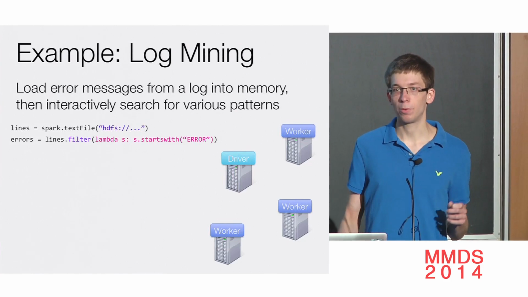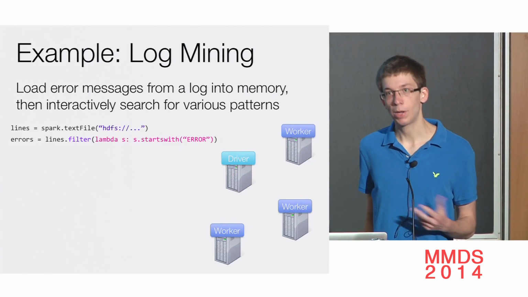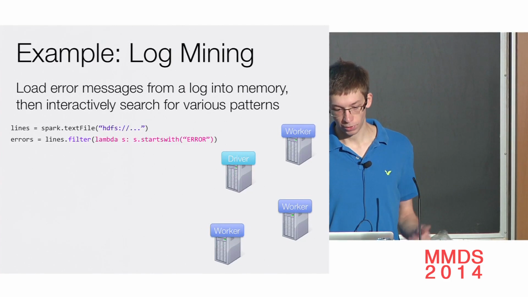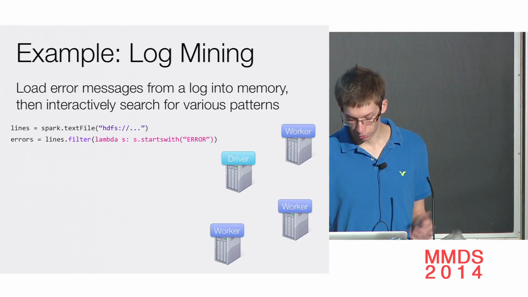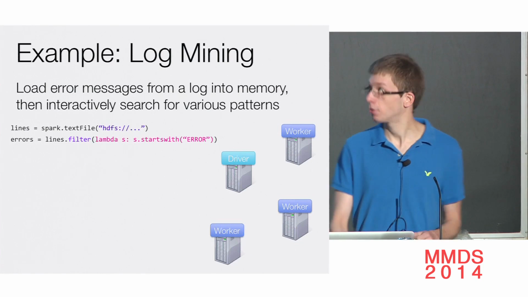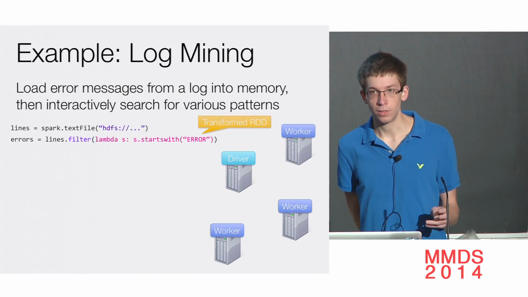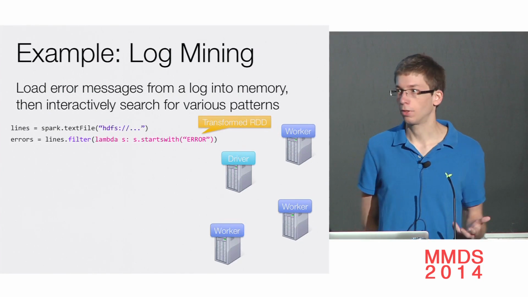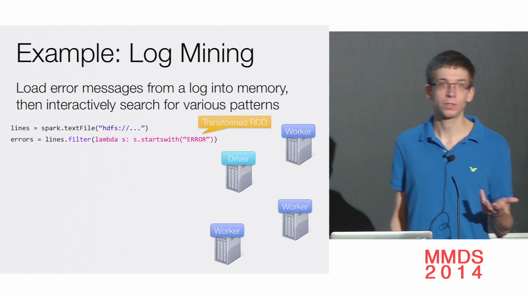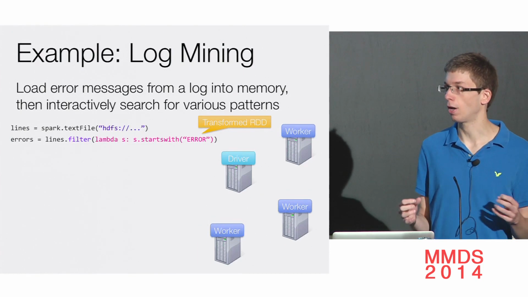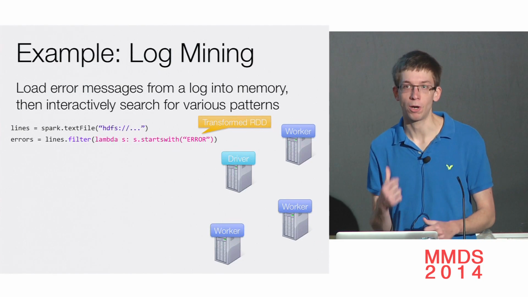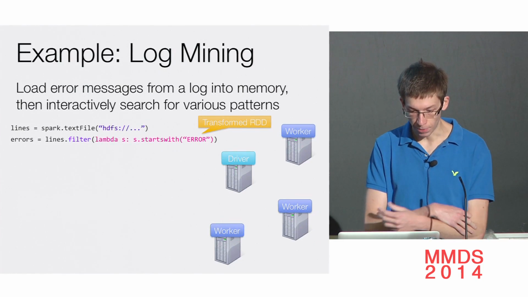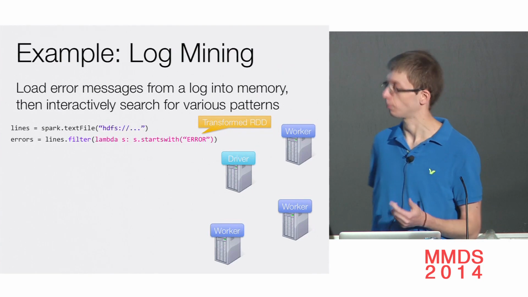So for example, we have this log of data, and we want to figure out which lines of text contain error in them, and maybe we're going to load only those lines into memory and do something with them. So this is a transformed RDD, and the code there in red, the lambda, is the Python syntax for just writing a function inline. So you can just write a function in your Python program and pass it into Spark, and Spark will automatically execute it in parallel across the nodes.